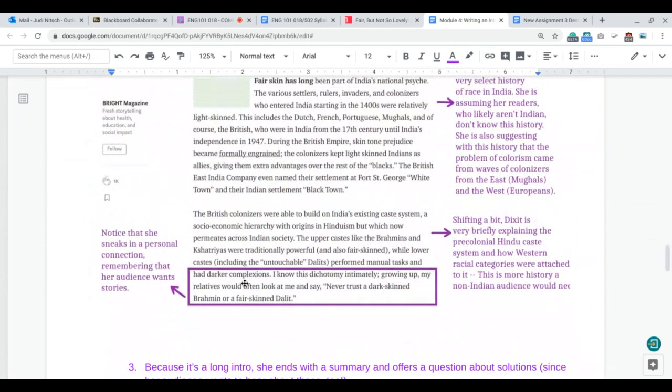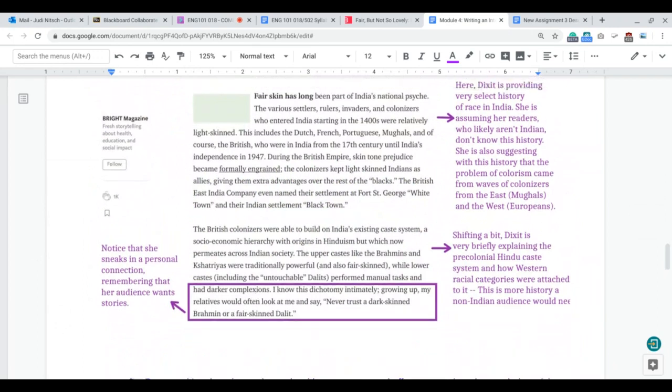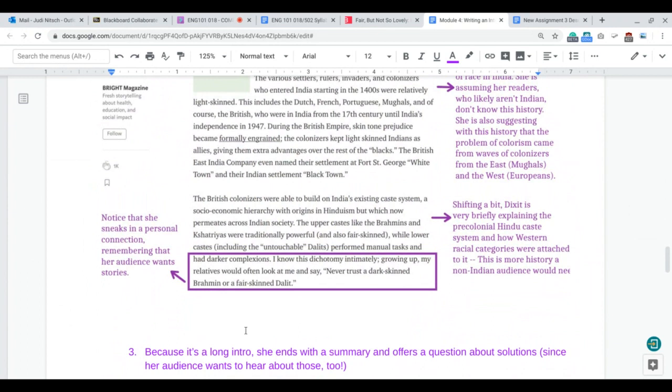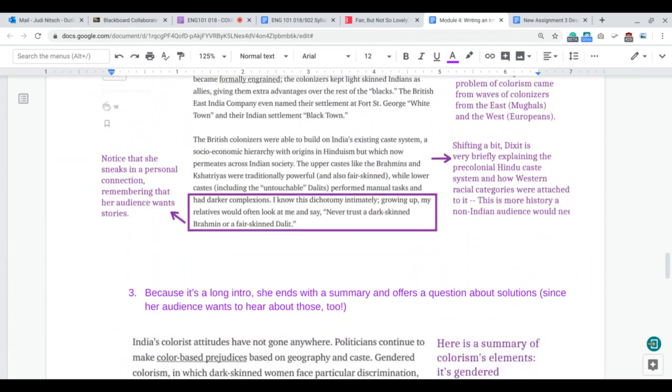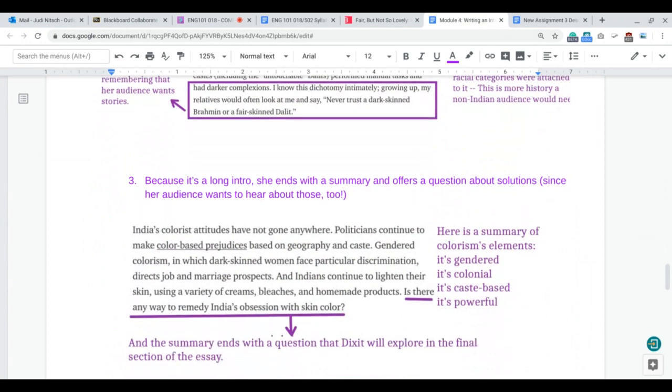And then she sneaks in some personal, which is smart because their audience wants to hear stories. So she says, growing up, my relatives would often look at me and say, never trust a dark-skinned Brahmin or a fair-skinned Dalit. She's giving us just another one of those little anecdotes. It's a long intro, and yours does not need to be this long, it's your call. Because it's a long intro, she ends with a summary and offers a question about solutions, since our audience wants to hear about those too.